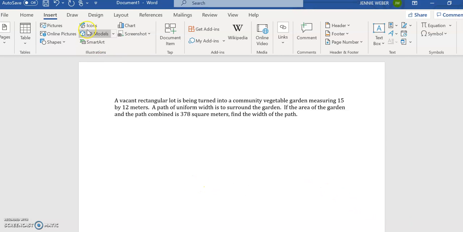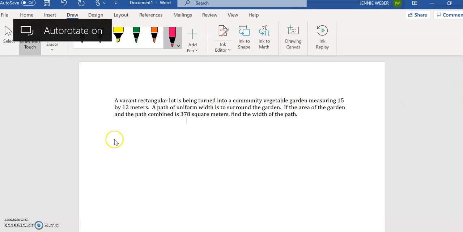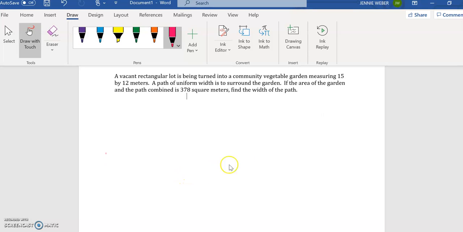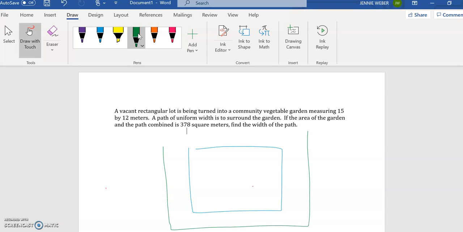Okay, first thing you should always do, no matter what the problem is, draw the picture. If you can draw a picture, you're halfway there. So I'm going to start there. Okay, let's see here. So I've got my rectangular lot, and then I want to put a path of uniform width around it.